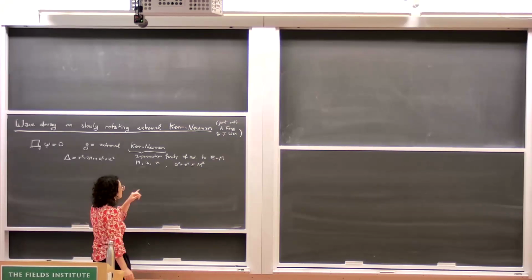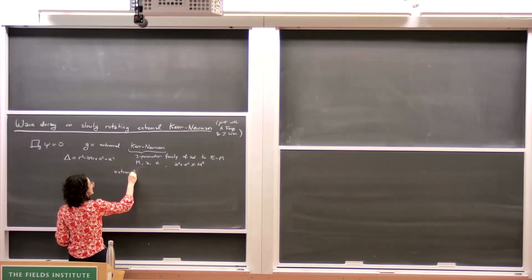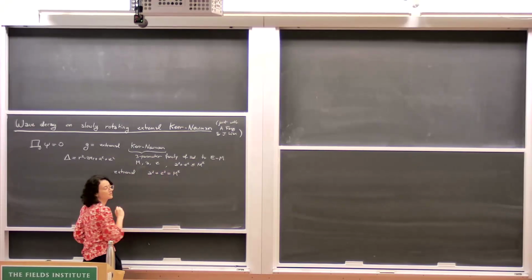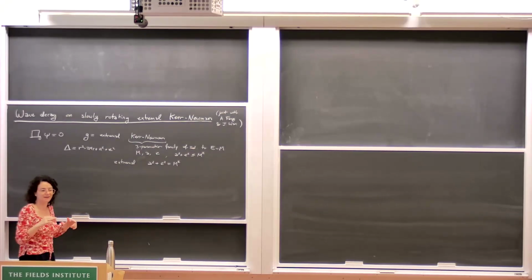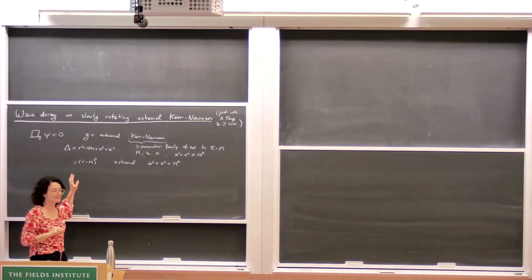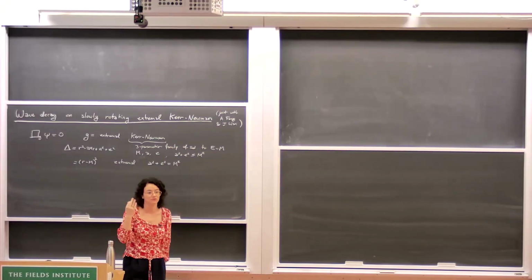And now the extremal case is when this condition is saturated, so that A squared plus E squared is equal to M squared. Then the difference with Kerr becomes even smaller, because the delta in this case is just (r minus M) squared, which is the same thing you would have in extremal Kerr or extremal Reissner-Nordström.